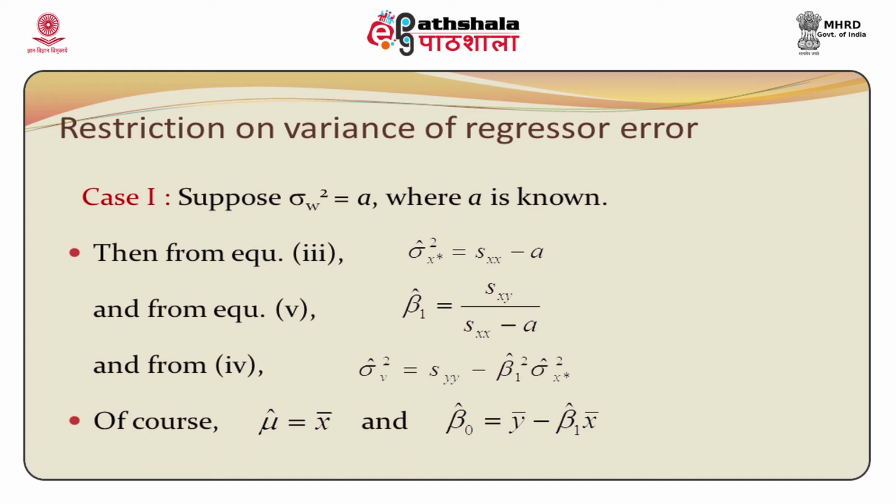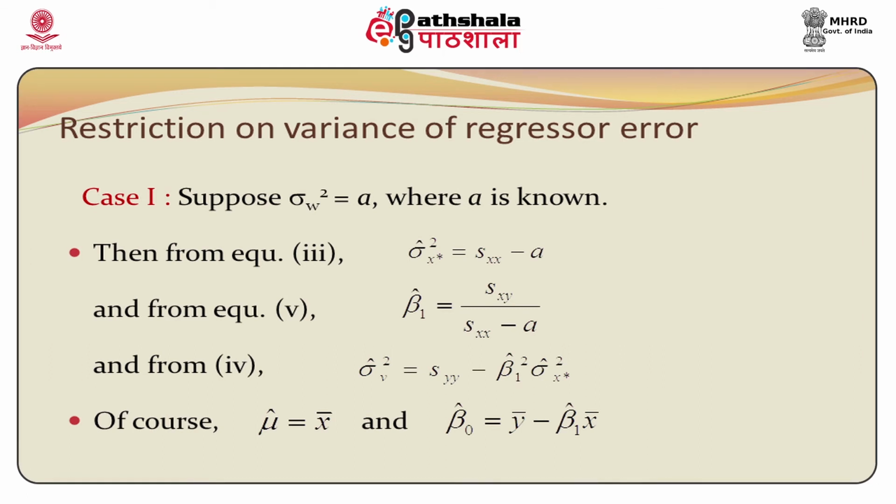And once we get beta 1 hat, we get all the remaining terms. In fact, from 4 we get sigma v square is equal to Syy minus beta 1 hat square sigma x star hat square. And of course, we do not need to look for mu separately because the first equation gives us mu hat is x bar always, it is already defined. And if you look at the second equation, knowing beta 1 hat, beta naught hat would be y bar minus beta 1 hat x bar because mu is x bar.